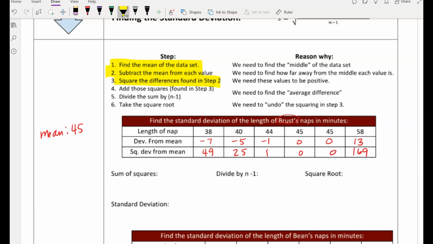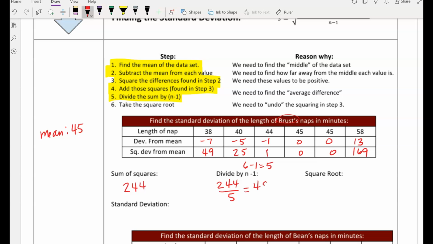The next step is to add the squares that we found. So if we add 49 plus 25 plus 1 plus 0 plus 0 plus 169, we get a total of 244. That's called the sum of the squares. Now we want to divide that number by n minus 1. N is the number of items in our list. So we have 6 items in the list. We're going to subtract 1 from that. 6 minus 1 is 5. So we're going to divide 244 by 5.